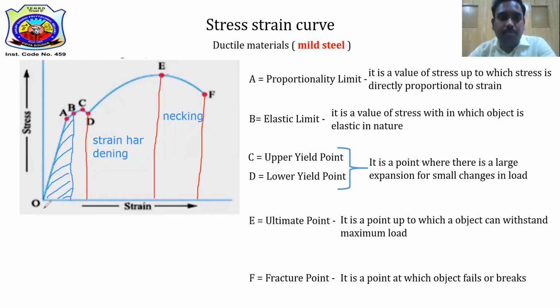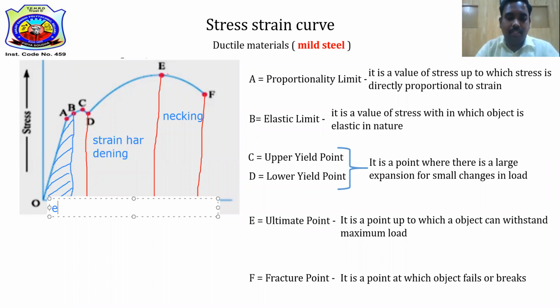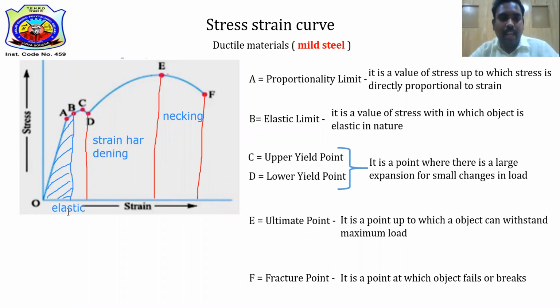As I said, this is the elastic region. Here it is elastic in nature. Whereas the next region is plastic. This entire thing after the elastic limit until the fracture is the plastic range. I think it's clear. Okay, now let's move on to the next slide.